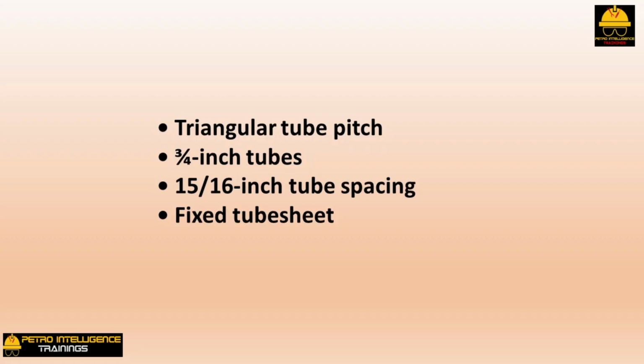Refinery vacuum precondenser fouling. A precondenser in a refinery vacuum tower service is like any surface condenser, with the following characteristics. Triangular tube pitch. 3/4 inch tubes. 15/16 inch tube spacing. Fixed tube sheet. The fixed tube sheet configuration means that the bundle cannot be extracted from the shell. The small tube pitch configuration makes it utterly impossible to chemically clean the shell side in place for any shell ID much above 30 inches.